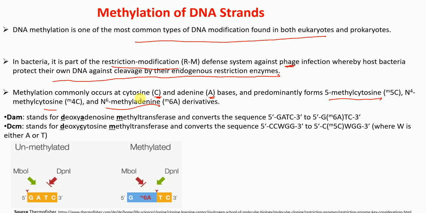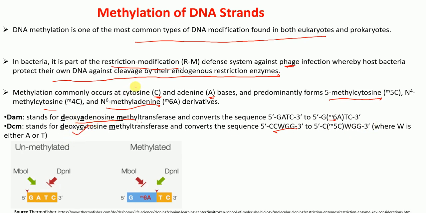So these are the sites, the nucleotide bases, where methylation occurs. DAM stands for deoxyadenosine methyltransferase, and it converts this sequence into this methylated sequence, whereas DCM stands for deoxycytosine methyltransferase and converts the sequence CCWGG to this methylated sequence, where W is either A or T.